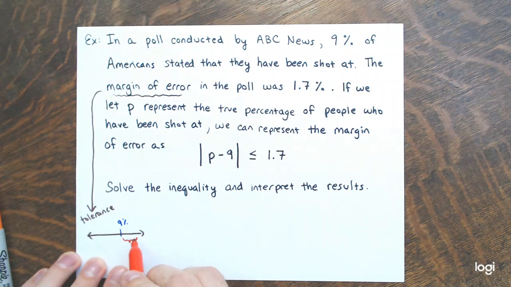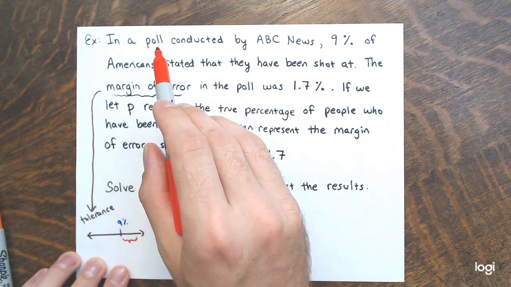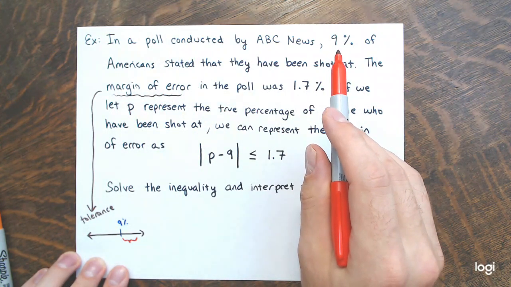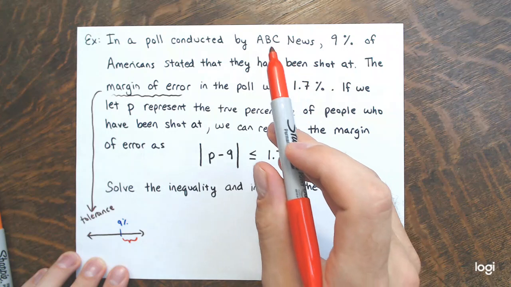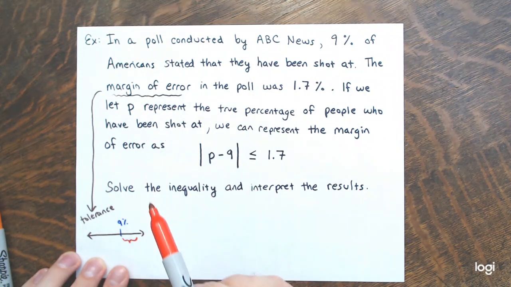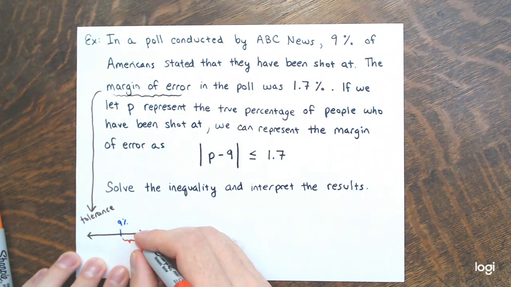That means how much you could be off from the true percentage of Americans who have actually been shot at. Because this is just 9% of the people in the poll, right? So maybe 100 people were asked, and 9 of them said they were shot at. That's 9% of the poll. And then you have give or take, because they're not asking everybody in America, just so many people in this poll. 9% of the people in the poll said so, and this 1.7% margin of error is the amount they could possibly be off, the amount they could be wrong for the entire country.